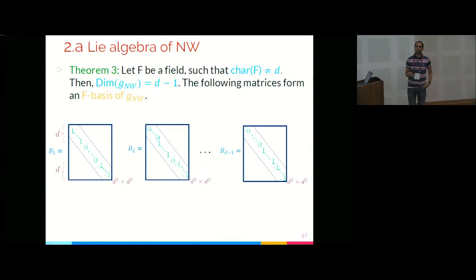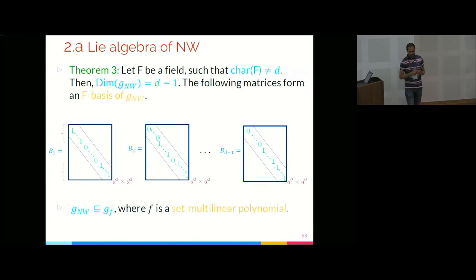So let's see how these matrices look. In the first matrix B1, I have the first D entries on the diagonal as 1 and the last D entries as minus 1 and other entries as 0, and this repeats for other matrices depending on the attached index.